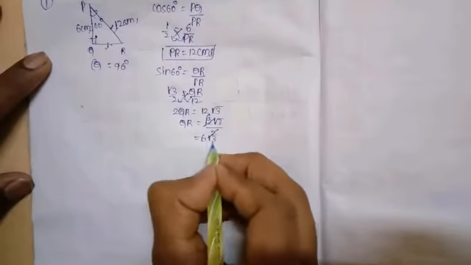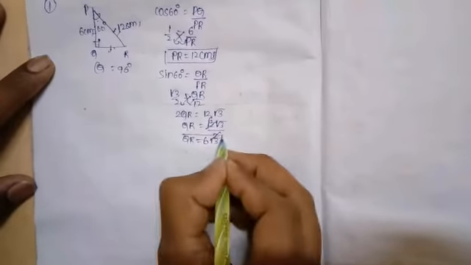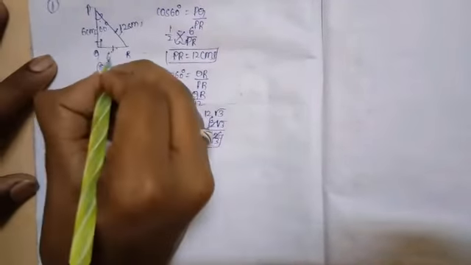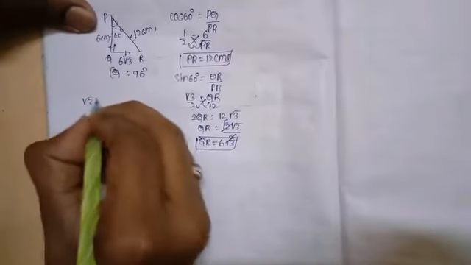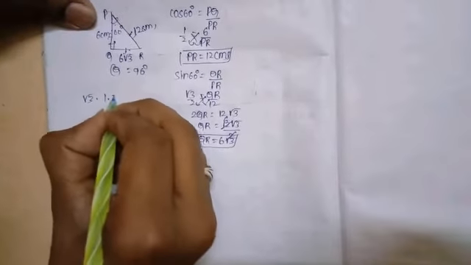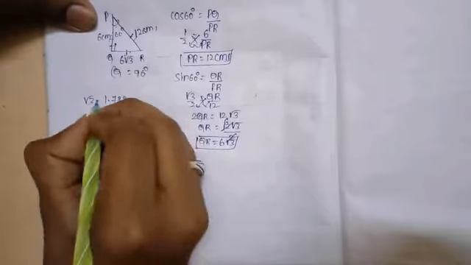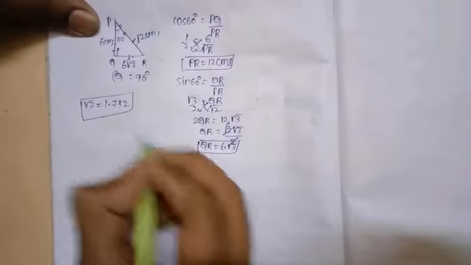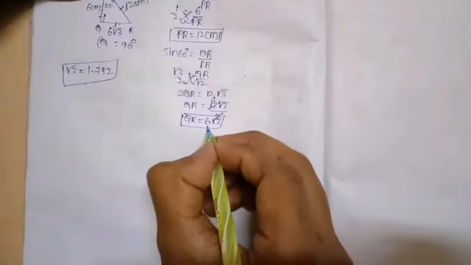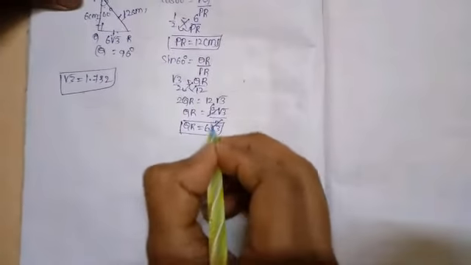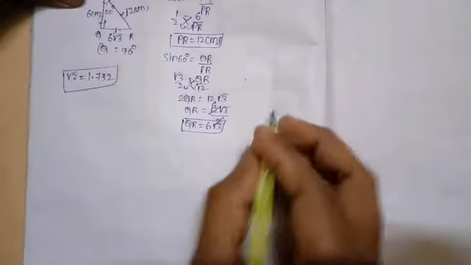So length equal to 6 root 3. So we get QR value equal to 6 root 3. We have to substitute the value of root 3, that is root 3 equal to 1.732. So when we get the answer in this value 6 root 3, we have to substitute root 3 equal to 1.732.